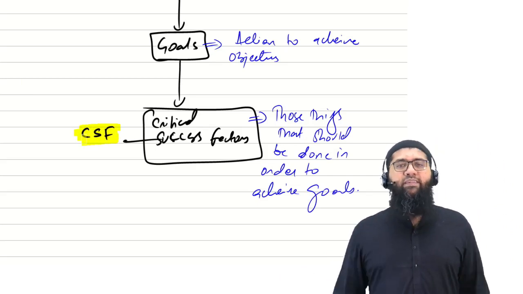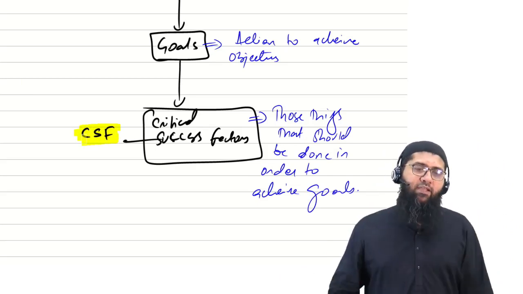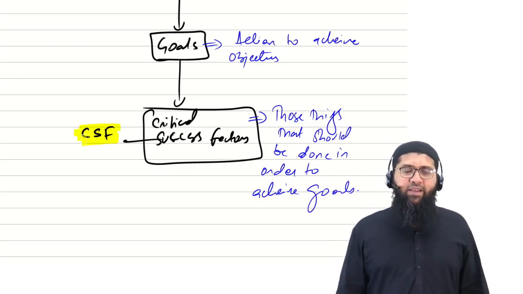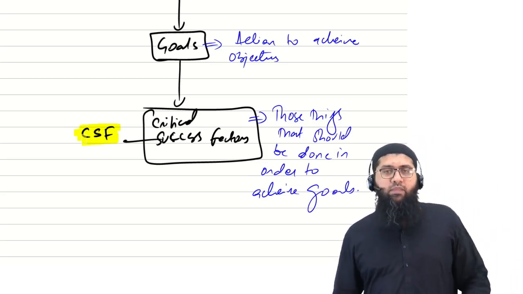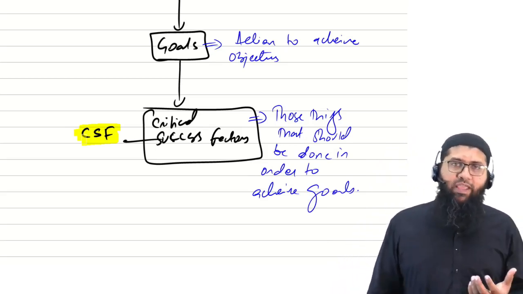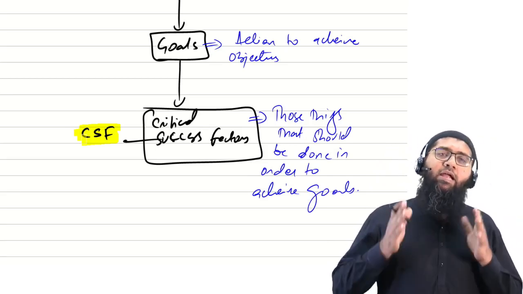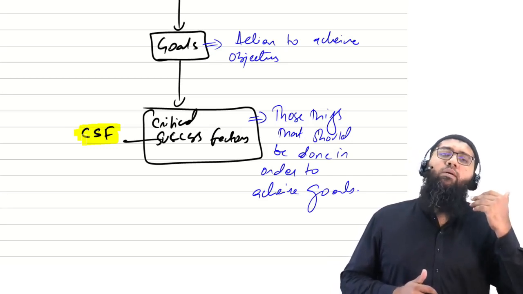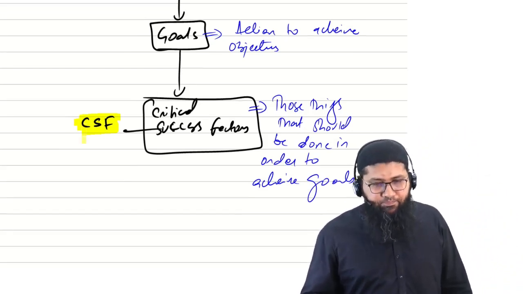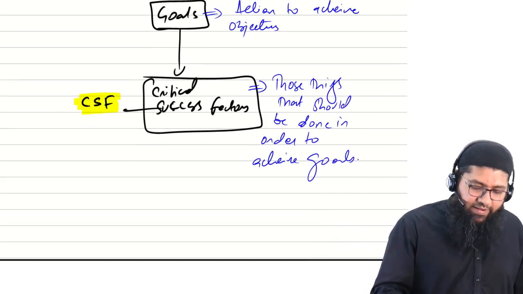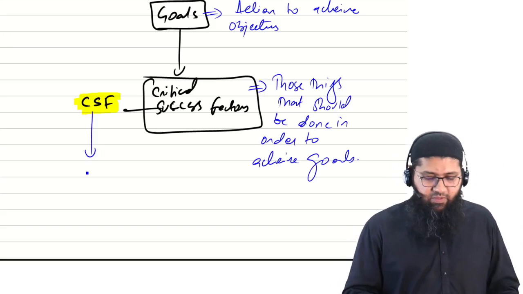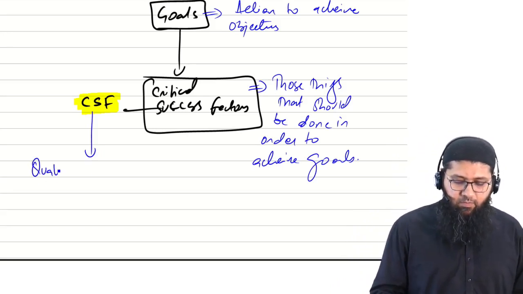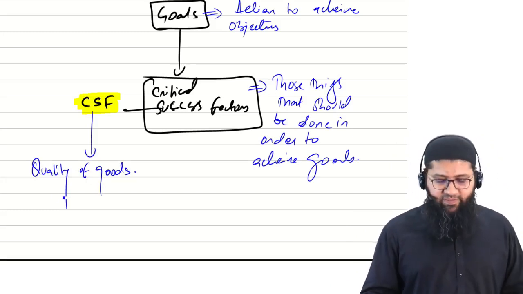What are these critical success factors? They are those essential things that you must be doing as an entity to make sure that you are able to ultimately achieve your mission. Now, what could be the critical success factors? There could be multiple things. Like quality of goods could be one of the critical success factors.